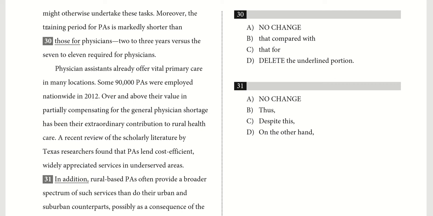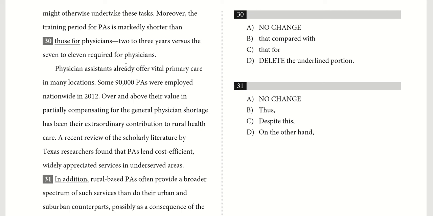So since we want to be referring to the training period here, we need something that's singular. "Those" isn't singular, so A is out. What about B and C? Okay, they both use "that," so that's a reasonable option. We'll get back to that in just a second.